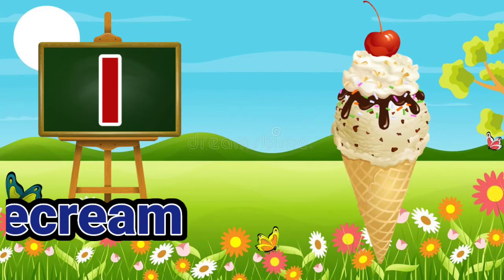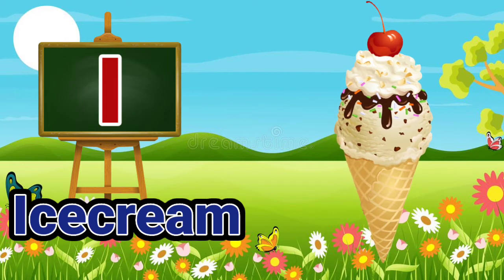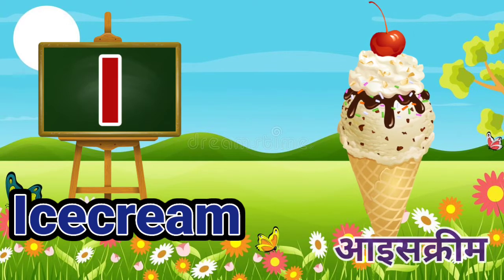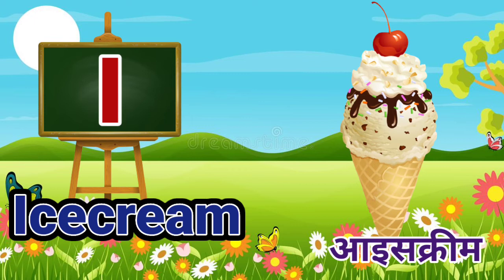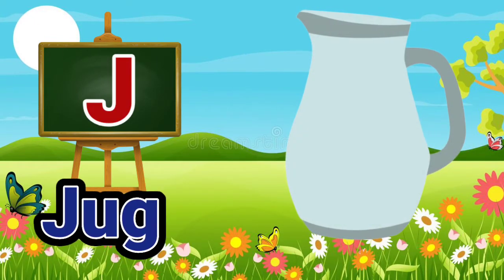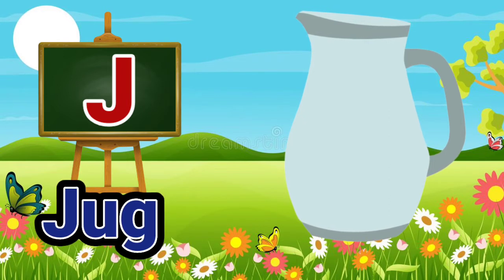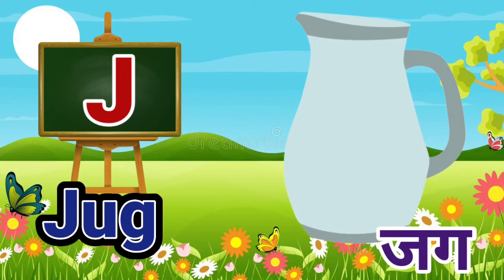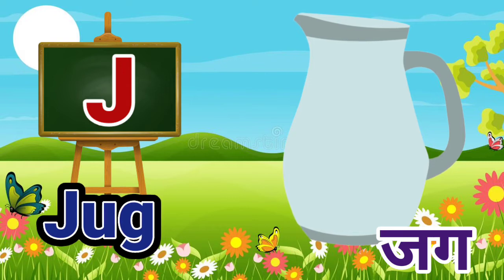I for ice cream. Ice cream means ice cream. J for jug. Jug means jug.